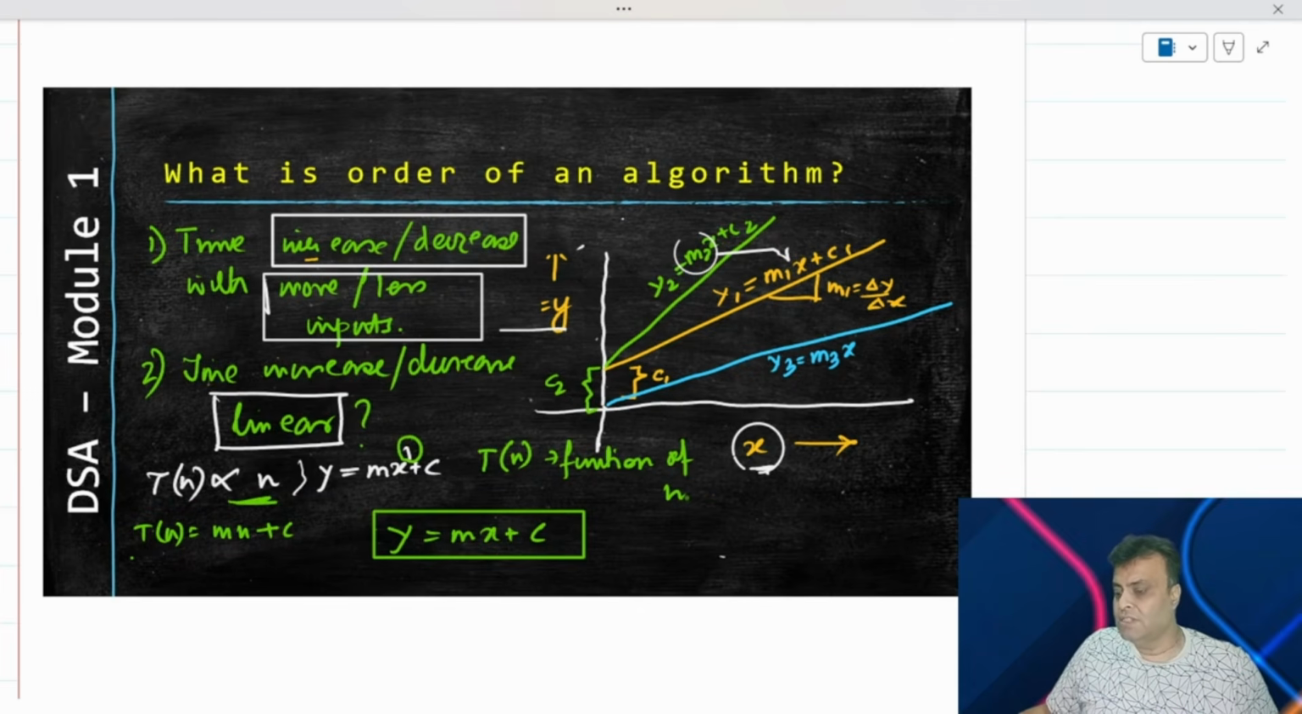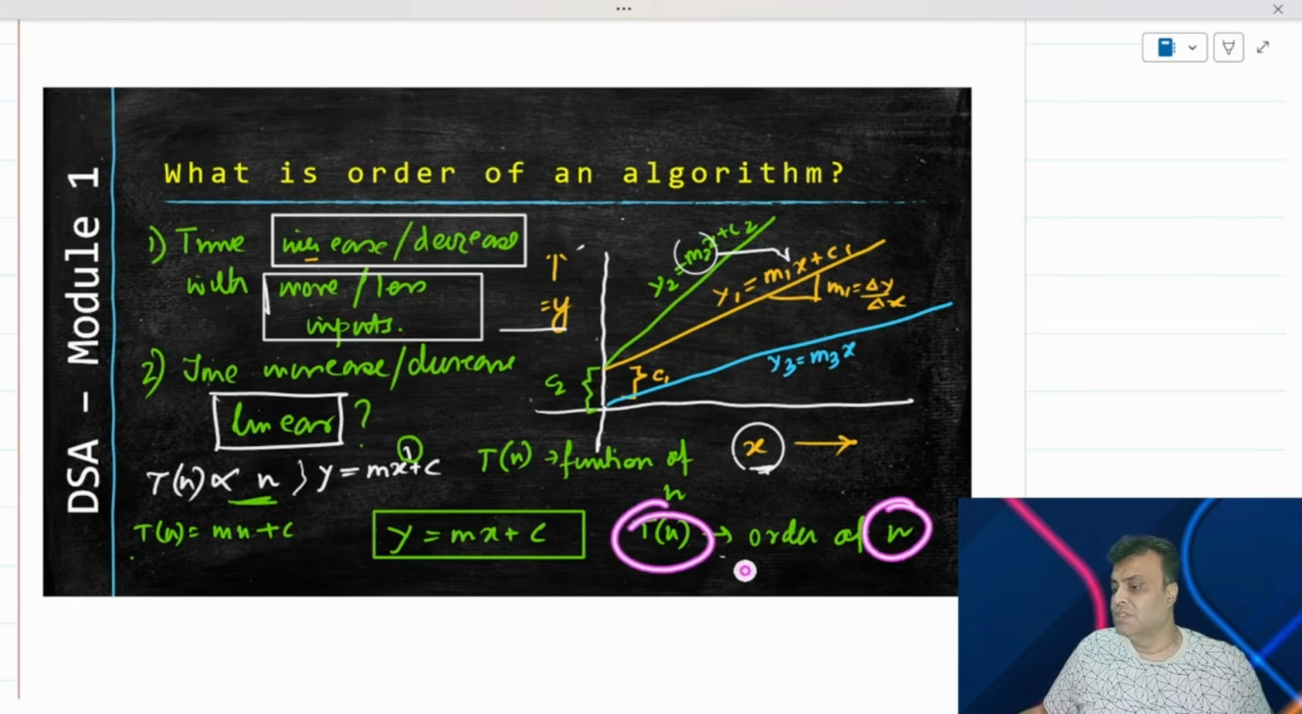Now, if I say Tn is a function of n, and I said n and not n square, n cube, because the degree of n here is 1, right? Now, if I say this, can I rephrase this and say Tn is basically an order of n? The time taken, because it is a function of n, is an order of n. The more you give n, the more Tn will increase. So it is an order of n, right?